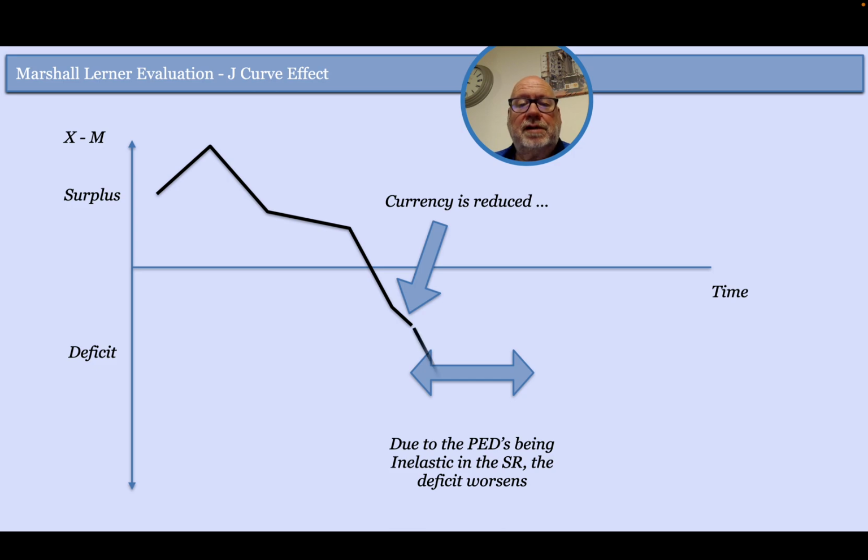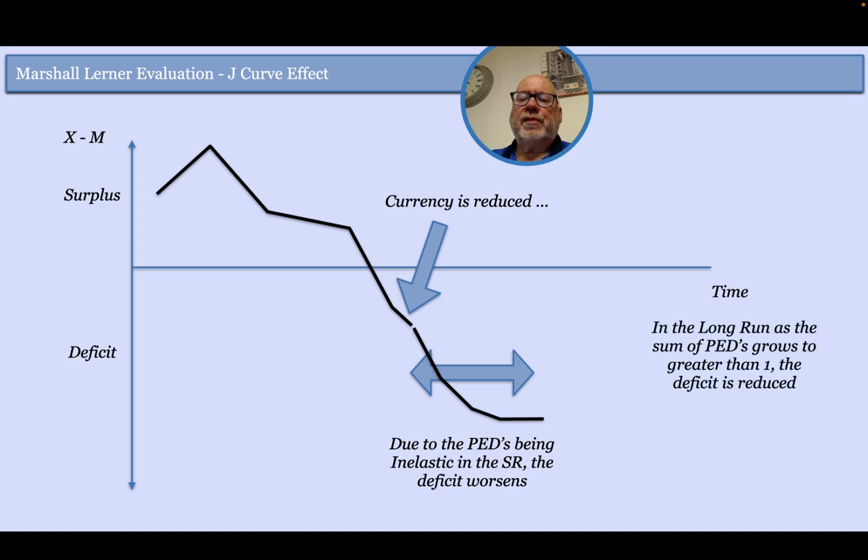to worsen. Okay, so you're going to have the deficit, and whilst we expect it to turn up here, it won't, because in the short run the PEDs are inelastic, so they keep on going down and the deficit gets worse in the short run. Only in the long run does the PED become more elastic, and so therefore maybe now the Marshall-Lerner conditions are met, and so in the long run the sum of PEDs grows to greater than 1, they become more elastic, and so your balance of payments is going to start to improve again.